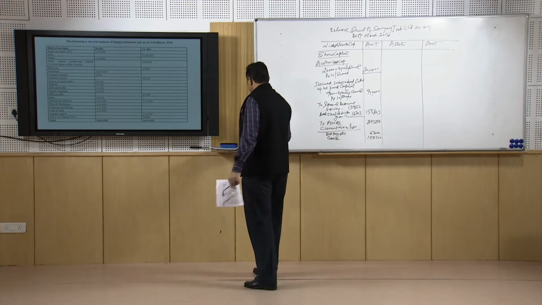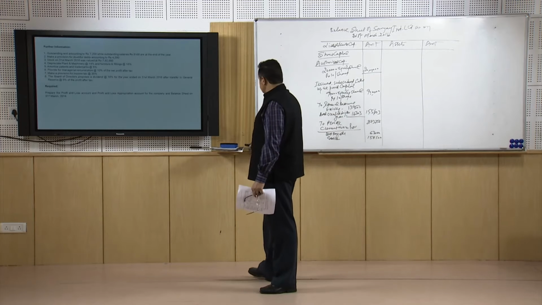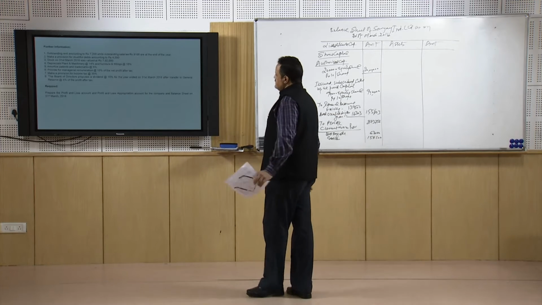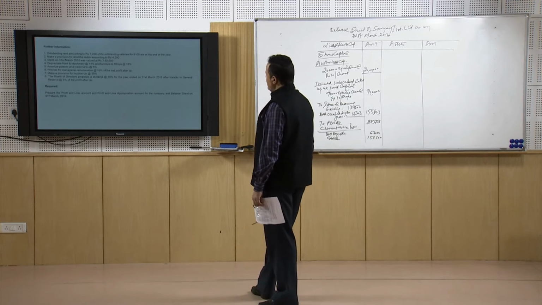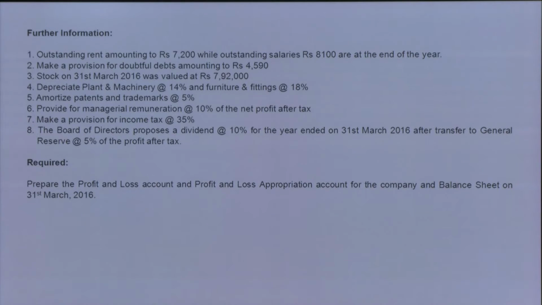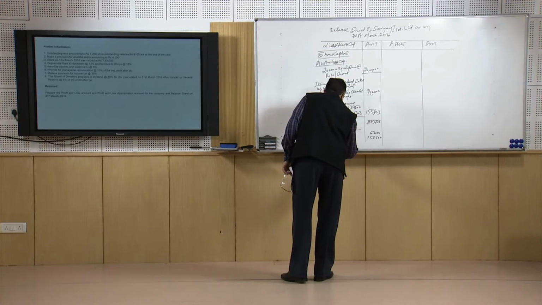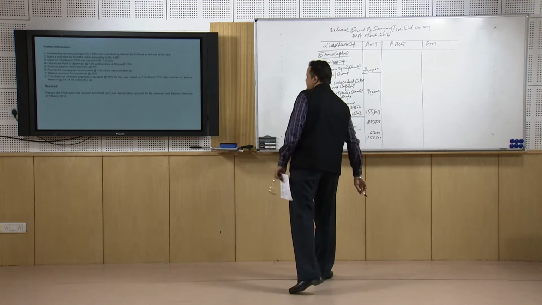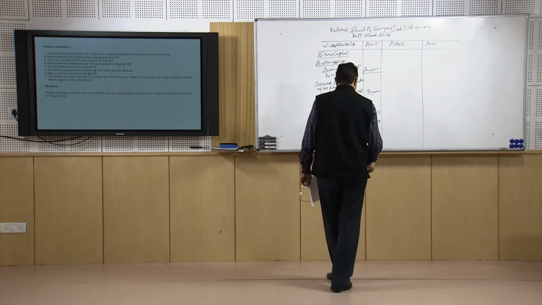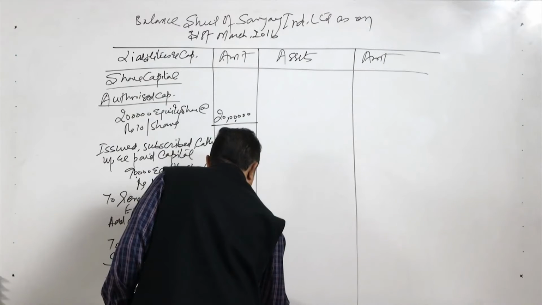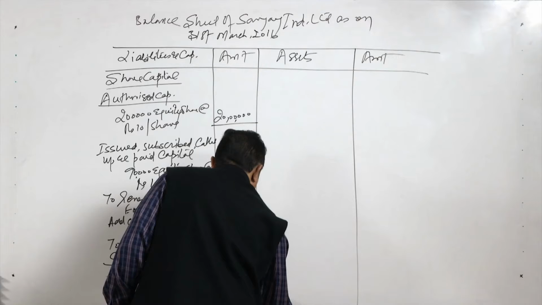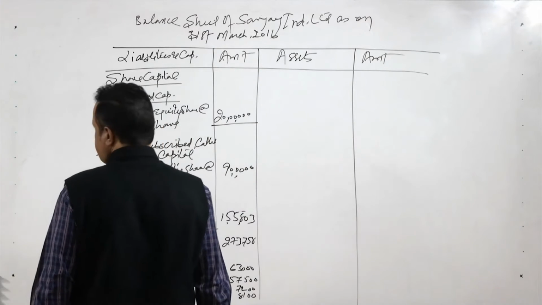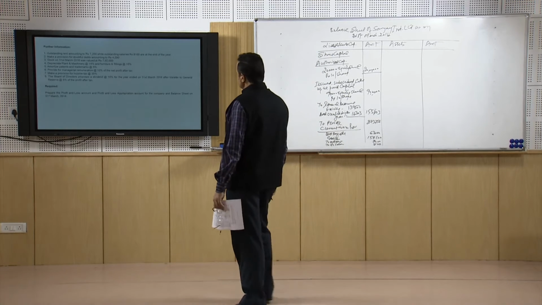Now let us go to the next part, that is the adjustments part, and let us take the adjustments here. Outstanding rent amounting to rupees 7,200 and outstanding salaries. Outstanding rent and salaries, it is 7,200 and 8,100. 7,200 and 8,100 is the rent and outstanding salaries we have taken.